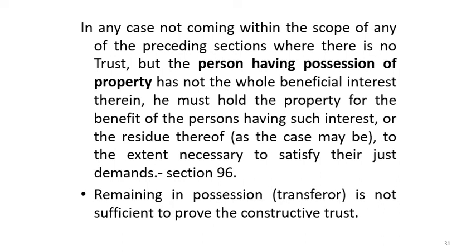Now, possession is one of the important factors to establish the intention of the transferor, but still that is not enough. That's why here we say that in any case not coming within the scope of any preceding provision, that means sections 83 to 95. Those are the sections that deal with the main circumstances. Then here we say that where there is no trust, the person having possession of the property, who has not the whole beneficial interest therein, must hold the property for the benefit of a person having such interest.